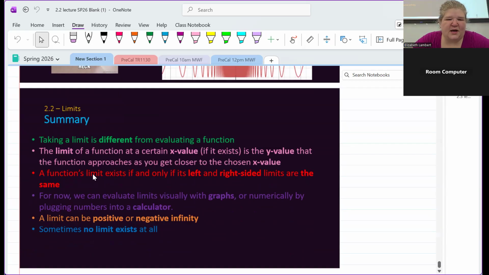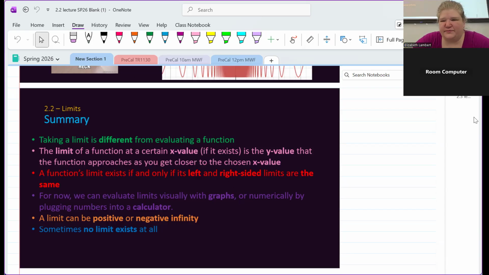So overall, we saw a function's limit exists if and only if its left and right-sided limits are the same. We've seen that limits can be infinity. We've seen that limits sometimes don't exist. But very often the idea of a limit is as we get closer and closer to an x value, the y values are getting closer and closer to a particular value as well. And for most graphs, it's whatever the actual function value is at that point.